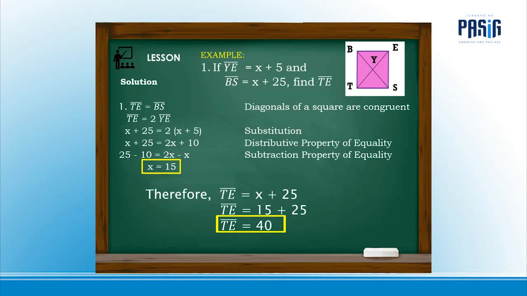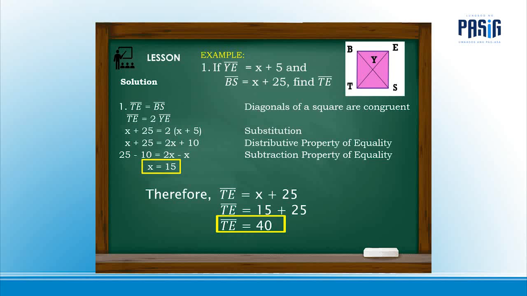Therefore, x equals 15. So, after finding the value of x, we can now substitute it to solve for diagonal TE. So therefore, diagonal TE is equal to x plus 25, and substituting the computed value of x, which is 15, TE is equal to 15 plus 25. Therefore, diagonal TE is equal to 40.